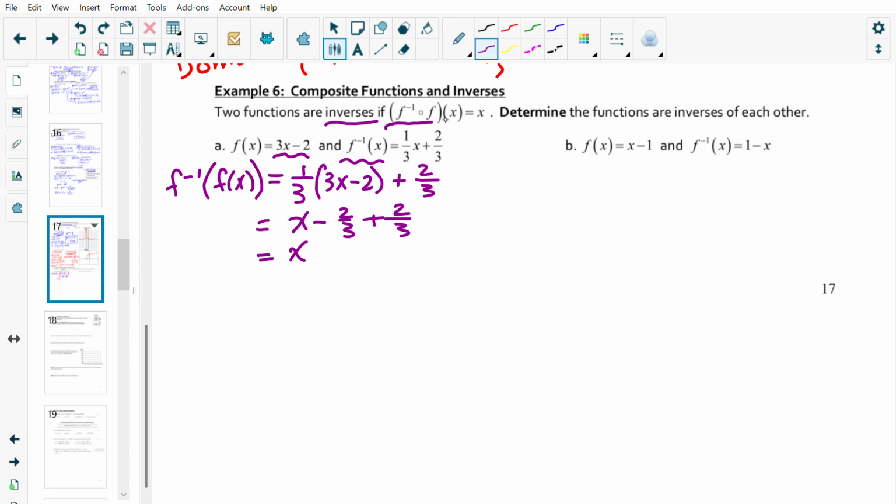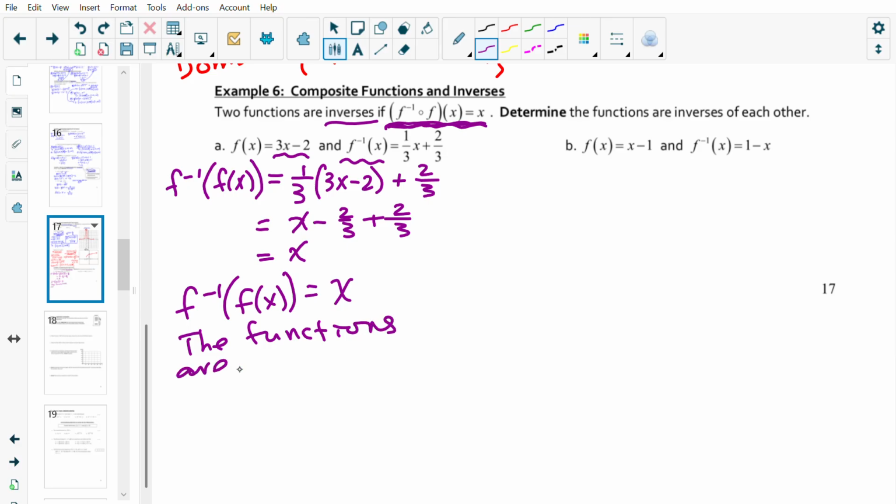Okay, so we meet this condition where if we compose the functions with each other and we end up getting just x, so since the composition of f inverse of f of x equals x, the functions are inverses of each other.